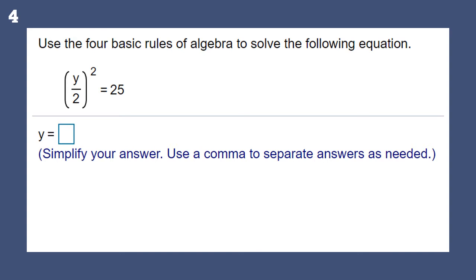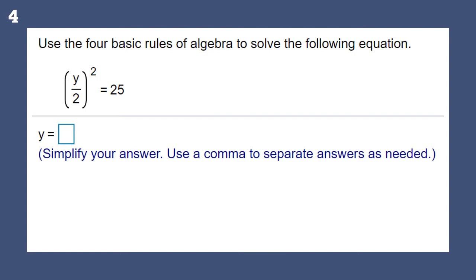Use the 4 basic rules of algebra to solve the following equation. Don't get bogged down by that terminology. All that means is, hey, don't break the laws of algebra. Don't break the rules. And so what we're going to try to do is make sure basic rules of algebra say if we do something to one side of an equation, we do it to the other.